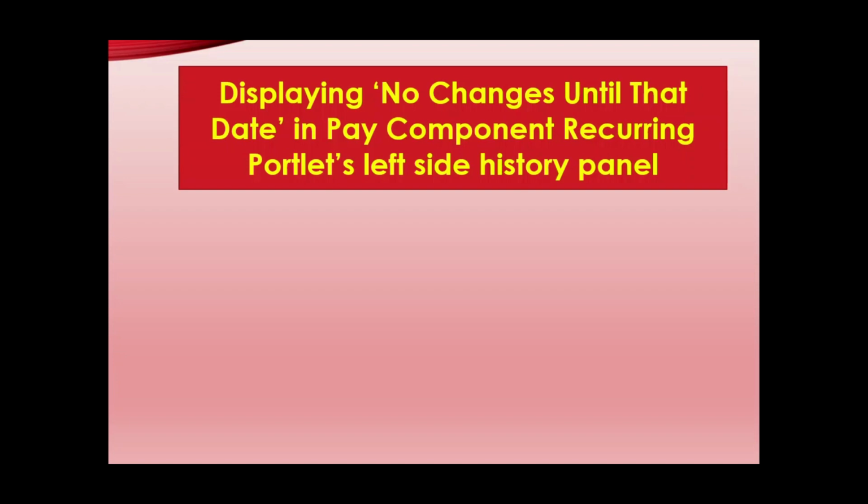So there they have introduced one field called "no changes until that date." That means that field basically points out the end date of those particular pay components. So if you change any pay component's data, that field automatically captures the validity end date of that particular amount and shows it. But that was showing in the portlet itself, not in the history panel which is available on the left side. In the Q2 release, this field is also available in the left side history panel as well.